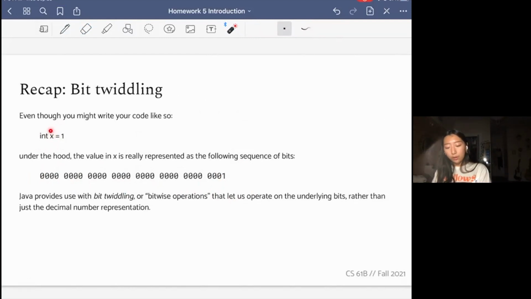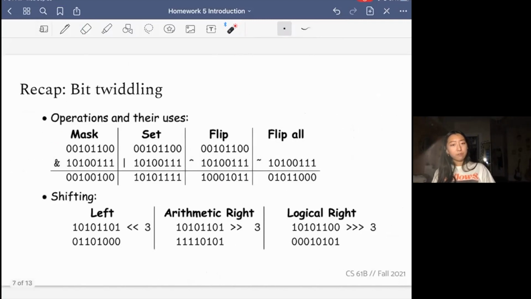And so if we wanted to work with x and say, oh, I want to flip all the bits, or I want to change, I don't know, the second bit to be some other value, Java lets us do that using bit twiddling. And if you don't recall this slide from lecture, these are the operations that you can use for bit twiddling. And I would really recommend watching the lecture again, honestly, if you're unfamiliar with any of these.